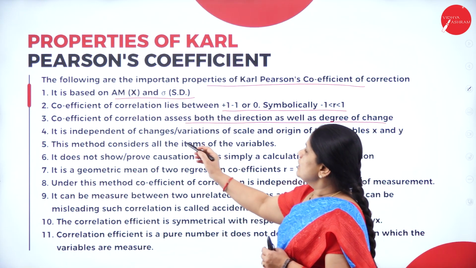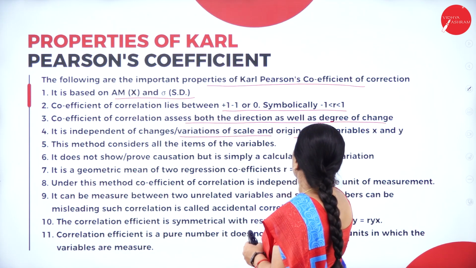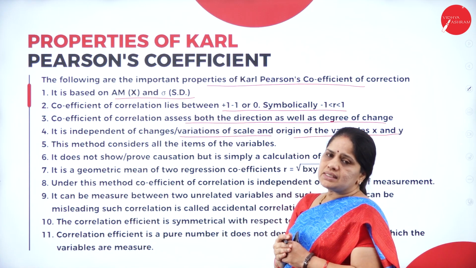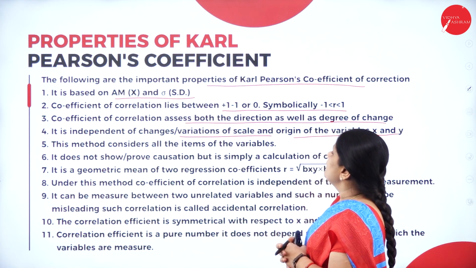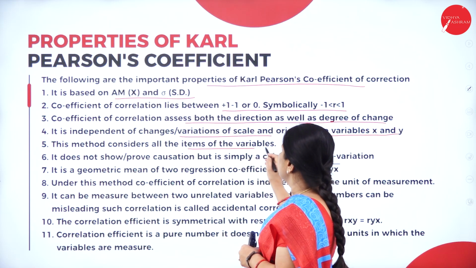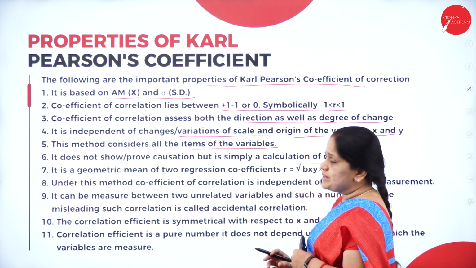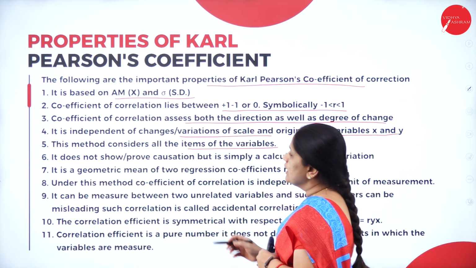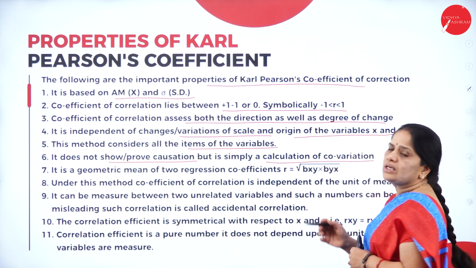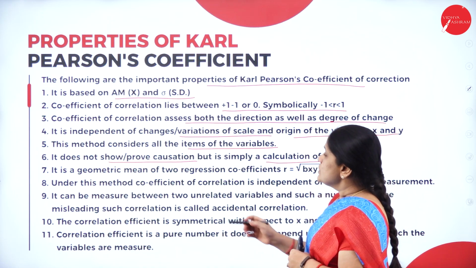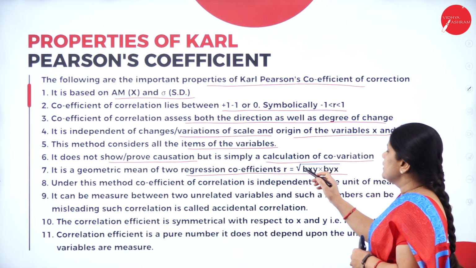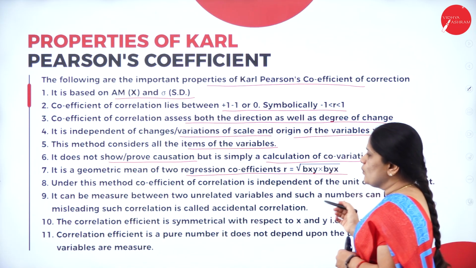So it is independent of the changes or variations of scale and origin of the variables x and y. So this Karl Pearson's coefficient is independent of the variations of scale and origin. Then it considers all the items of the variable. So every item of the variable is taken into consideration. It does not show or prove causation, but it is simply a calculation of covariation. It is the geometric mean of two regression coefficients, that is r equals root of bxy into byx.